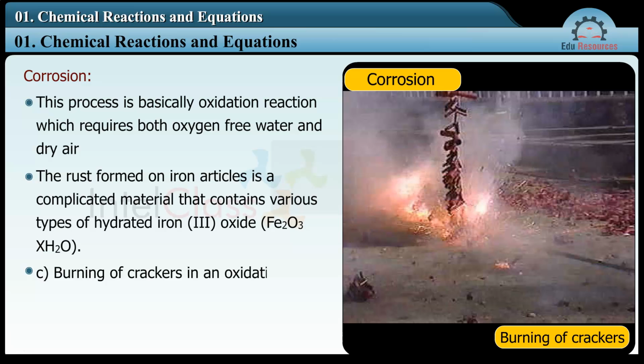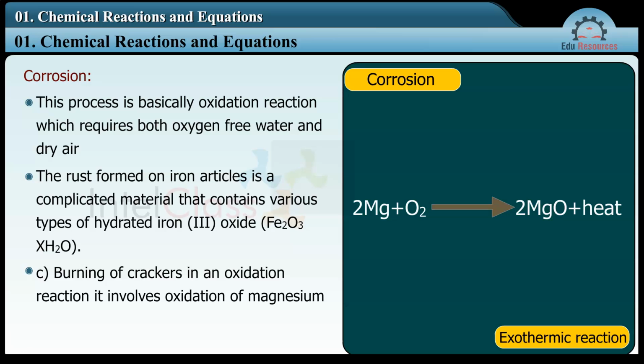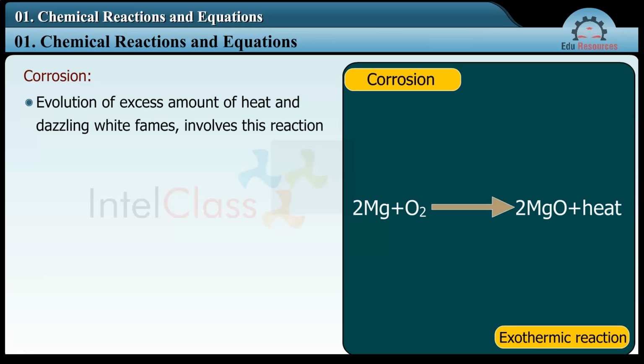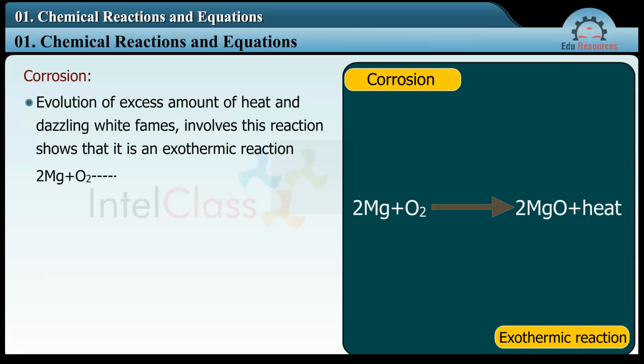Burning of crackers is an oxidation reaction. It involves oxidation of magnesium, evolution of an excess amount of heat and dazzling white fumes. This reaction shows that it is an exothermic reaction. 2Mg plus O2 gives rise to 2MgO plus heat.